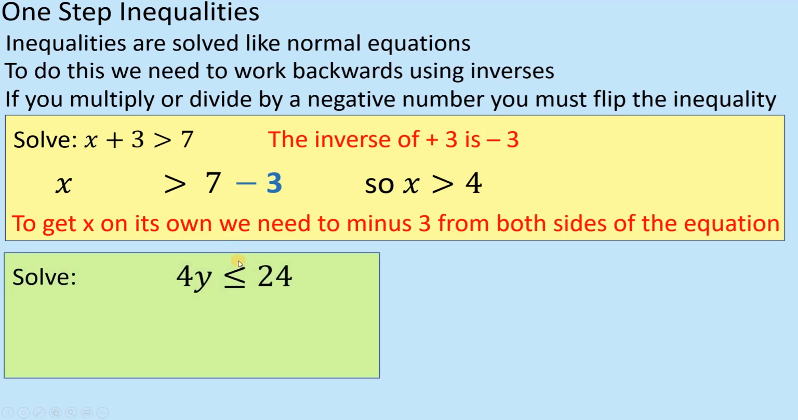It'll be the same process for something times something. I'm still going to do the inverse operation, so I'm going to divide by 4, which is 24 divided by 4, and again you'll notice the inequality stays exactly as it is, and then we deal with numbers. So 24 divided by 4 is going to be 6.